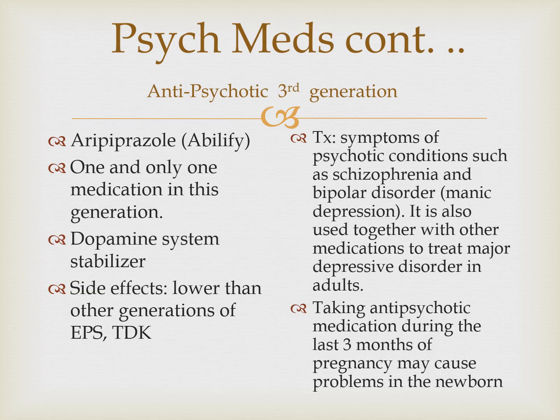Third generation then is even better. So Abilify is one that we use. Abilify is often used for psychotic conditions such as schizophrenia and bipolar. We also use this together with other medications since it's considered to be a little bit lighter med. Taking antipsychotic medications during the last 3 months of pregnancy can cause very severe problems with the newborn. This one is a dopamine system stabilizer.